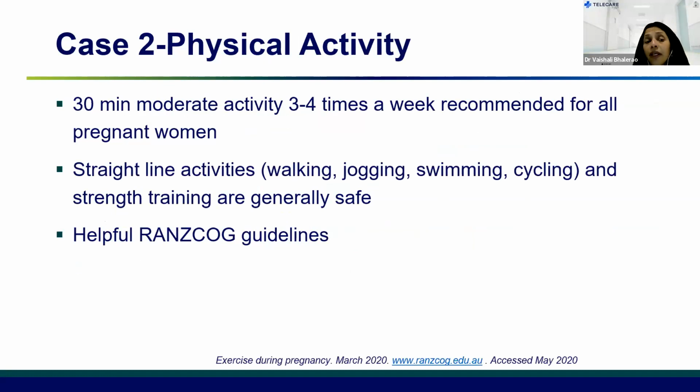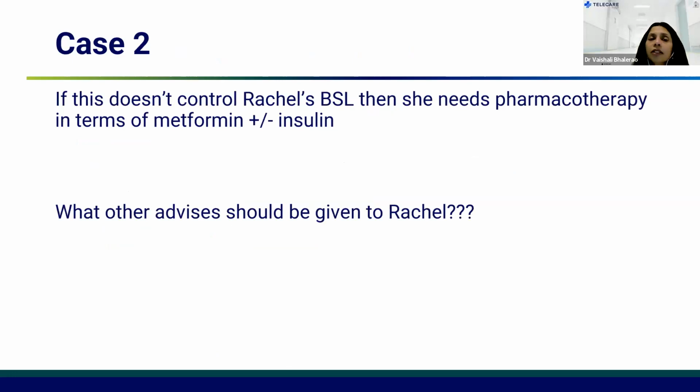There are very helpful RANZCOG guidelines. Anybody can go on the RANZCOG website and download those. So if this doesn't control Rachel's BSL, then she needs pharmacotherapy in terms of either metformin plus or minus insulin. And what other advice should be given to Rachel?